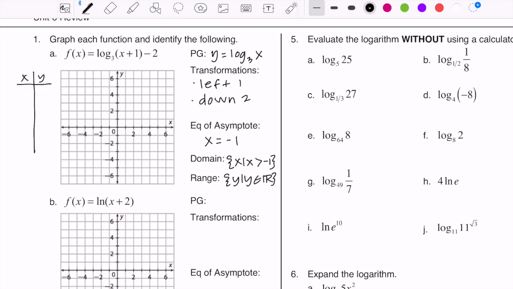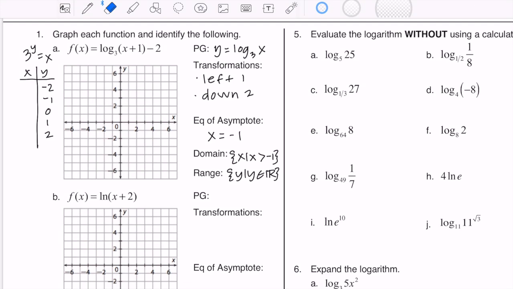So if we make a table, the difference with logarithms is that we are going to put those standard 5 inputs into the y. What we did is we did 3 to the y equals x and plugged in, or you just memorize that because the base is 3, this is going to be 1/9, 1/3, 1, 3, and 9. So you're going to plot those initial points: 1/9, -2; 1/3, -1; 1, 0; 3, 1; and then 9, 2 is off the graph.